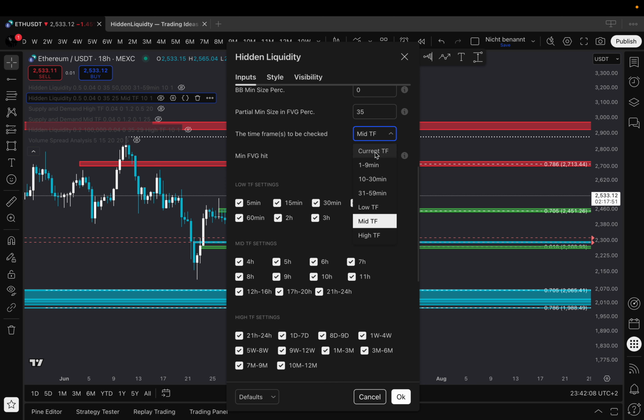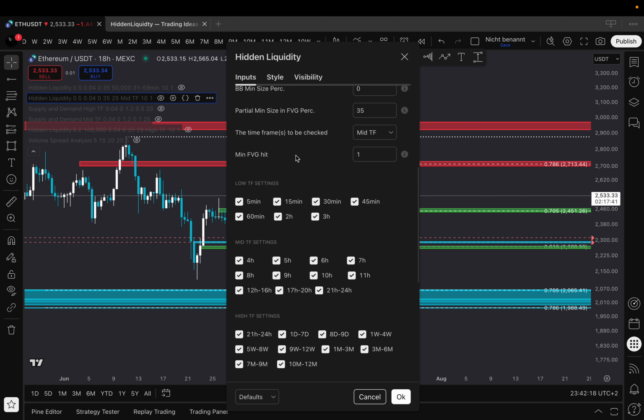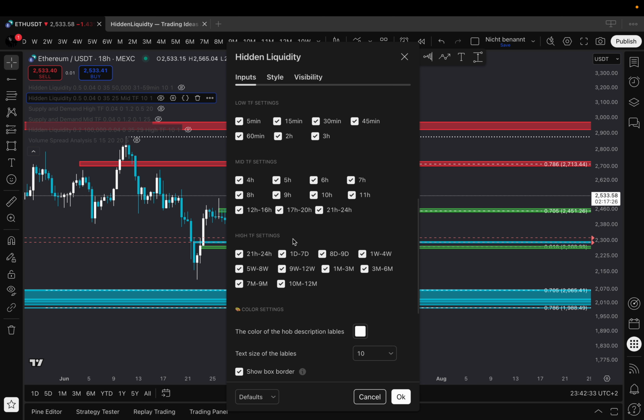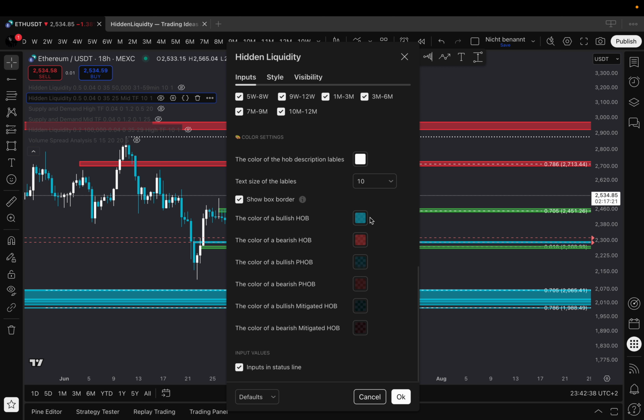Then you can decide which timeframes the tool should check. You can also decide if you want to see the most hidden levels on the chart. So if I put that to 3, for example, it will only show hops that are 3 times hidden, like hidden by 3 FVGs. That's quite powerful when it comes to refining. Then you can obviously uncheck the time frames. You've got your visual settings. I think I don't have to explain those.